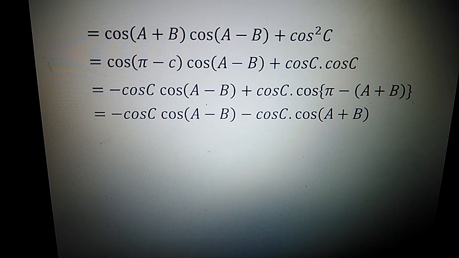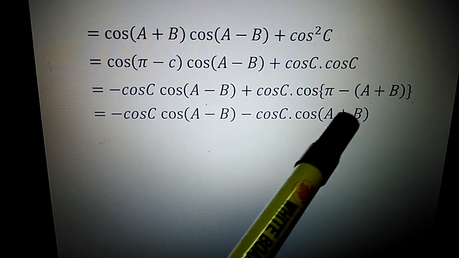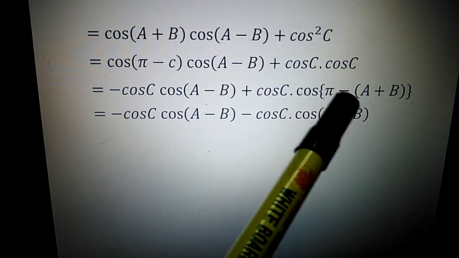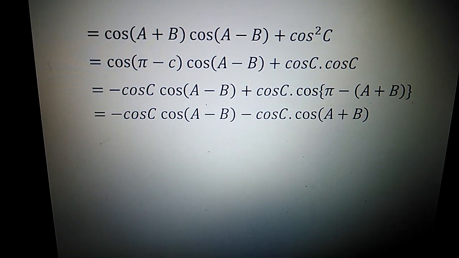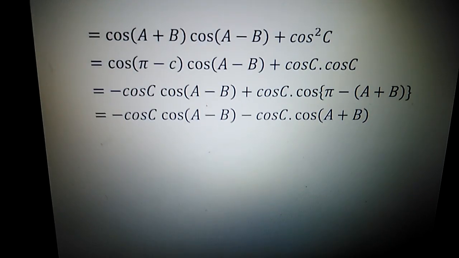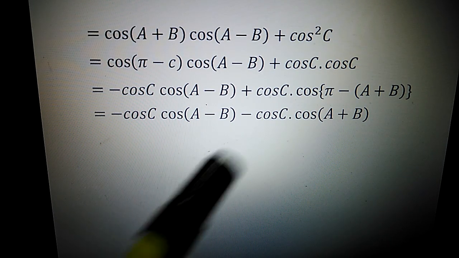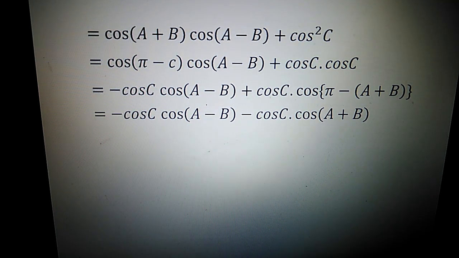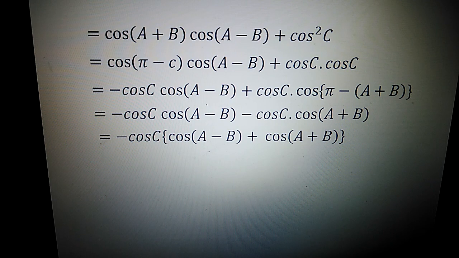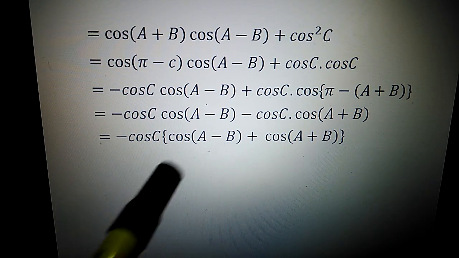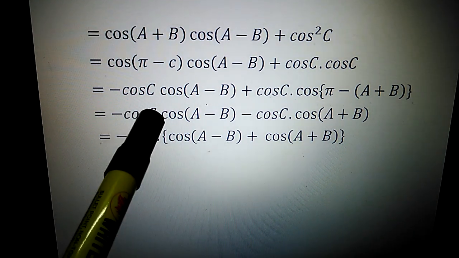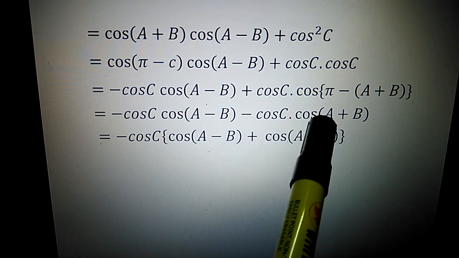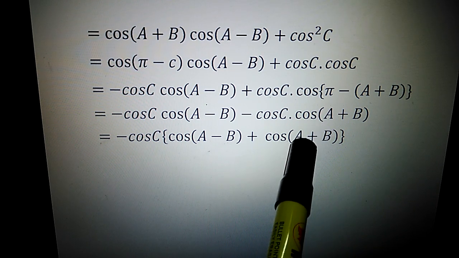Here we can write it is cos (a plus b), and instead of positive sign we write negative, because pi minus something means it is in second quadrant. In second quadrant cos is negative. That's why instead of plus sign we write a minus sign. Now we take minus cos c as a common. If we take minus cos c as a common, it is cos (a minus b), and this minus turns to plus, and it is cos (a plus b).